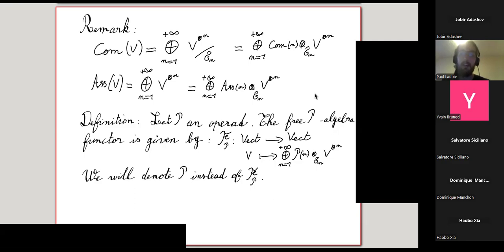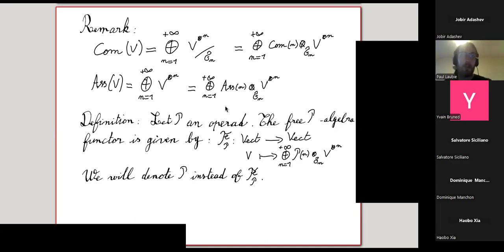In the case of the associative operad, we can do the same. So we tensor by the nth component of the associative operad, and we quotient by the diagonal action. And since we have the left action and we have the right action on the nth component of the associative operad, it will just give us the nth tensor power of the vector space.